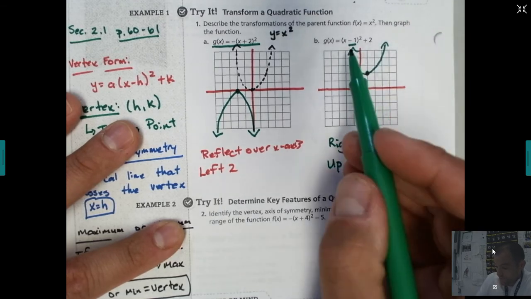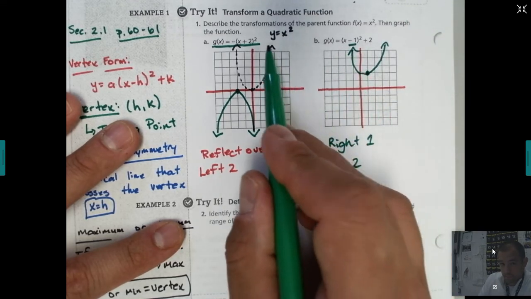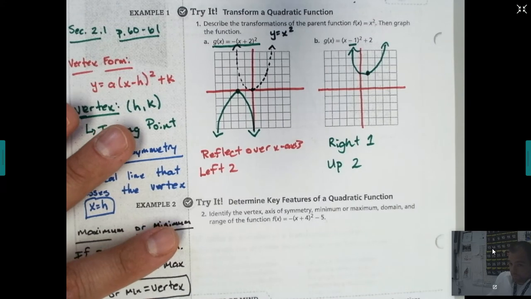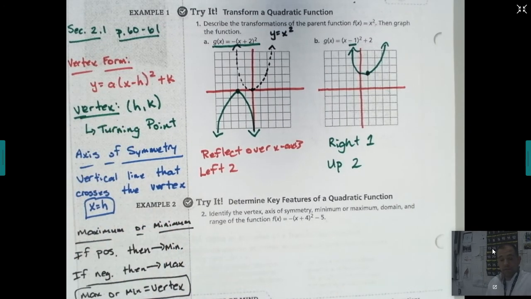So you see the difference. This is positive in front, so it goes up. This one is negative in front, so it goes down. So it's the exact same thing we did in the very first chapter. Just now they're all quadratics. They're all going to have a square. There's no more absolute value on it.